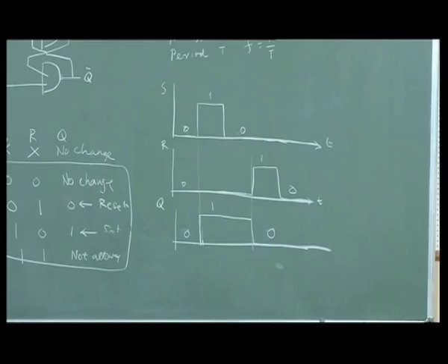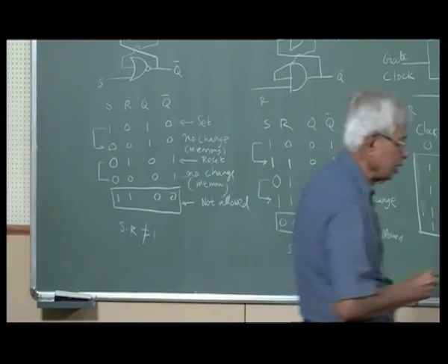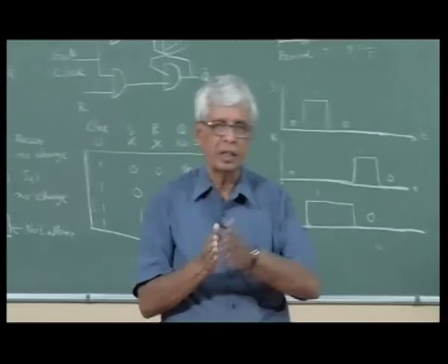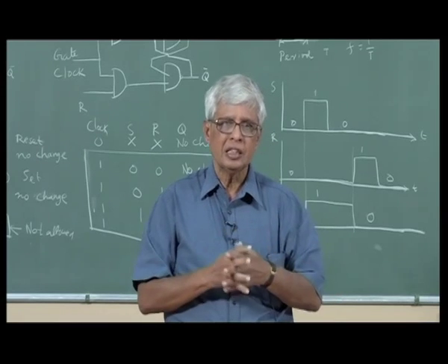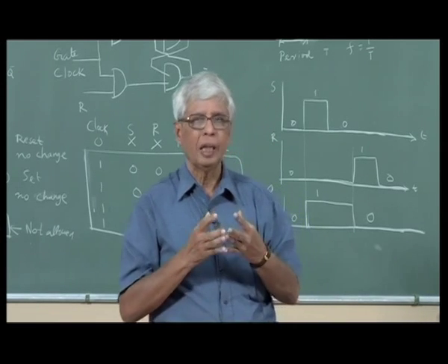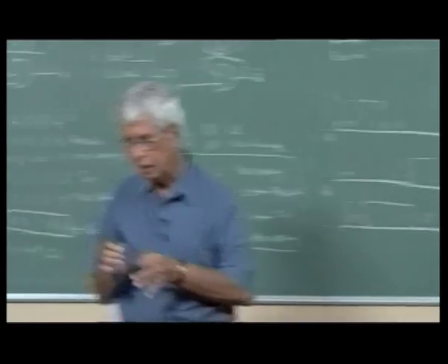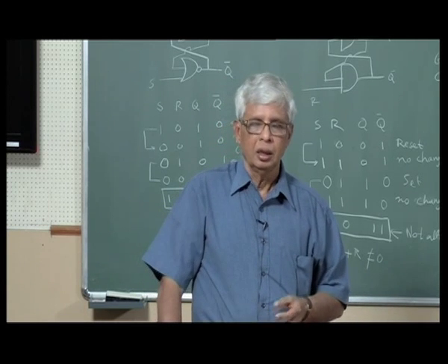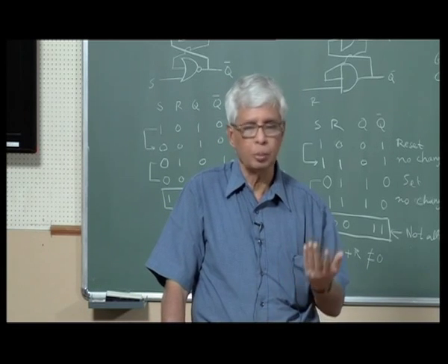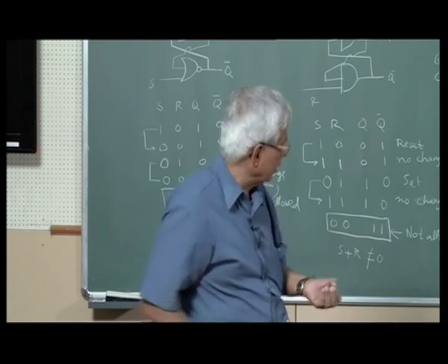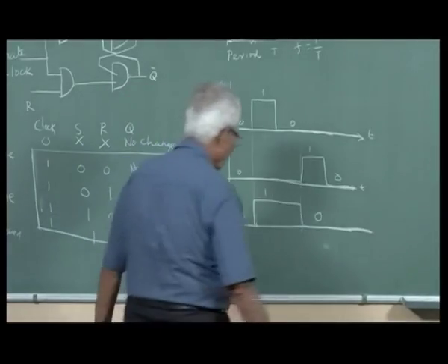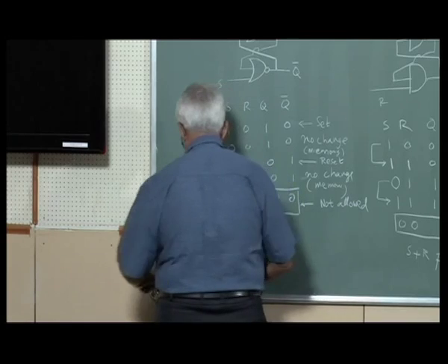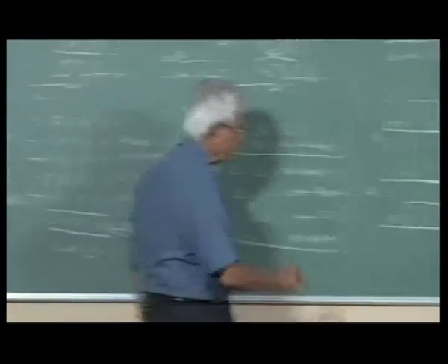This is ideally. But in practice, in practical circuits, all gates have a small delay. What is the delay? The time it takes for the input to reach the output. If you give an input, the output will change after a small amount of time. It depends on the type of circuit. Today, we have very, very fast circuits, with delays in terms of nanoseconds and picoseconds. Or if you want more, delay is also possible. Now, that means Q does not change immediately. It changes after some time.